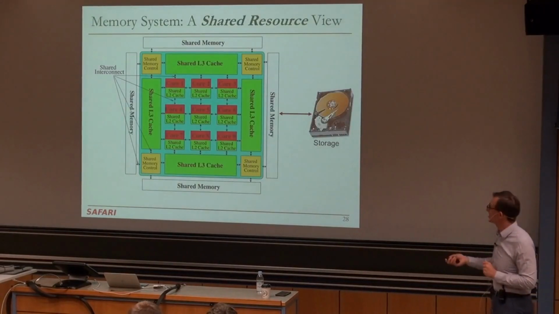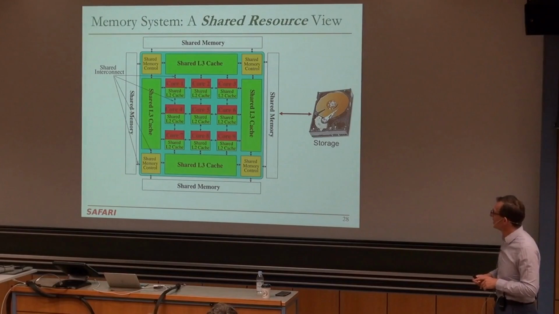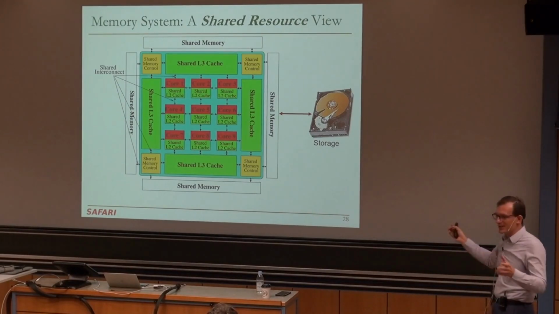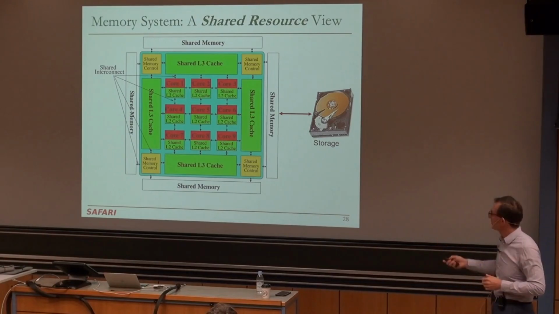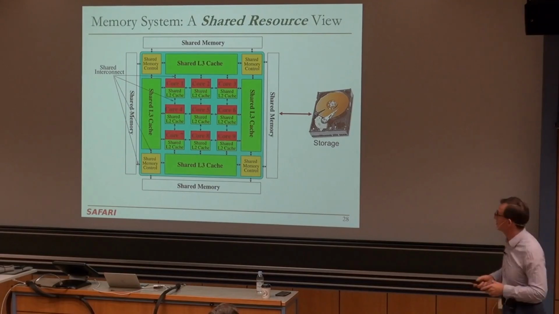This is my cartoonish picture showing the importance of memory. Basically, if you look at this cartoonish picture, almost everything is dedicated to data movement and storage. Almost everything is the memory system, basically. Just the red parts, the core parts, are dedicated to computation. Everything else is moving and storing data, or controlling the movement and storing of data.